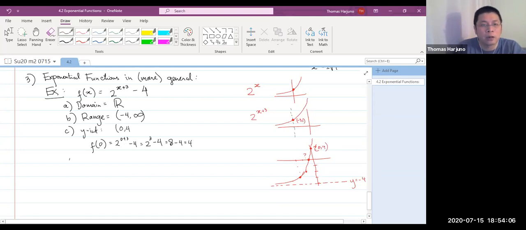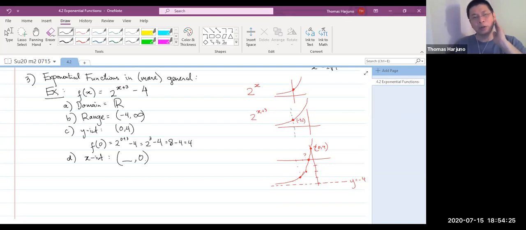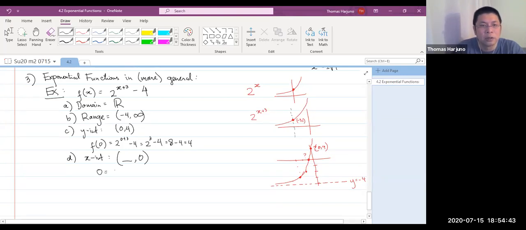And then part D, how about the x-intercept? From the sketch of our graph, or even from the range, you see the range includes 0. It means there must be some x such that y equals 0, at least by the intermediate value theorem, remember? This exponential function is continuous everywhere. So if there's a y equal to a negative number and the y-intercept is a positive number, then there must be a 0 in between. How to find that? We replace f(x) by 0 and solve for x.